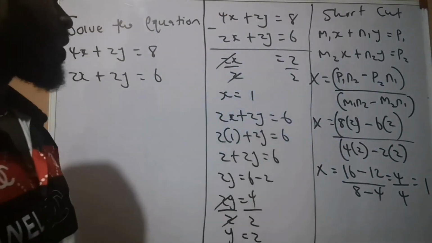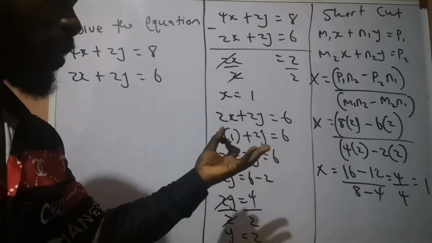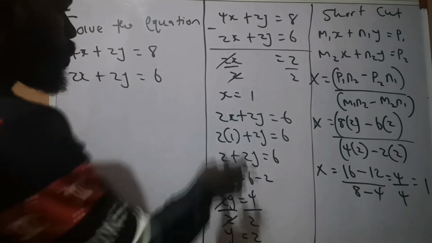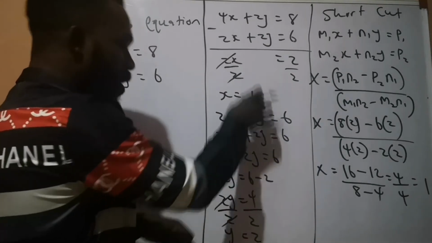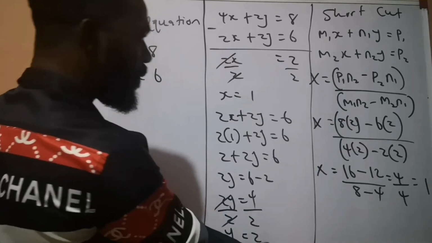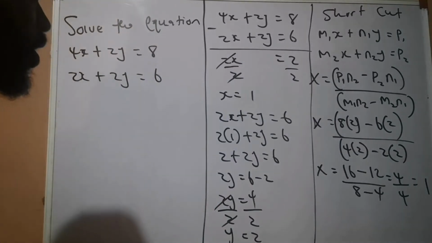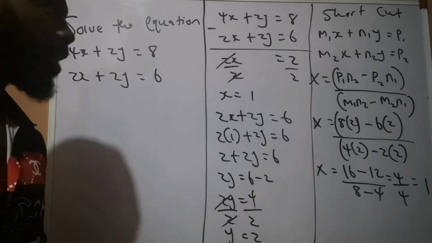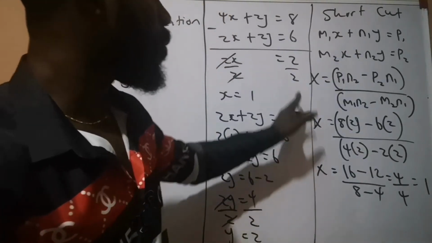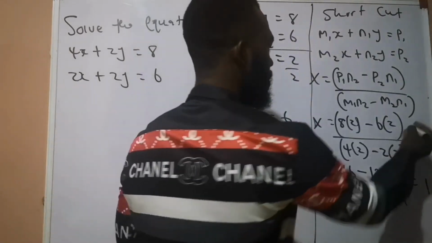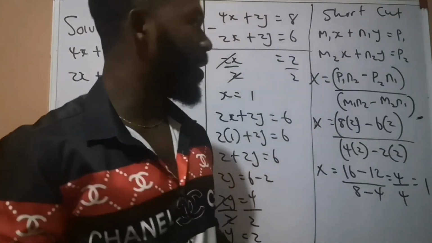So if x is 1, what do we do now to get the value for y? We will use any of the equations just the way we did it here. If we solve for the value of y using x as 1, we are still going to get y as 2. So this is how you can apply shortcuts in solving simultaneous equations, simply by following this formula.